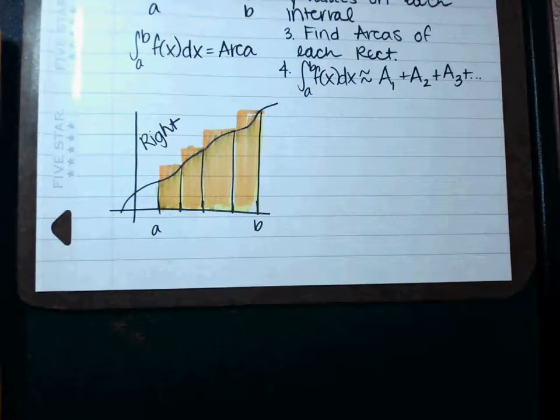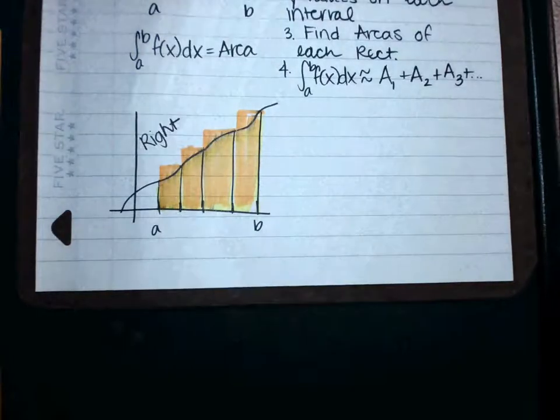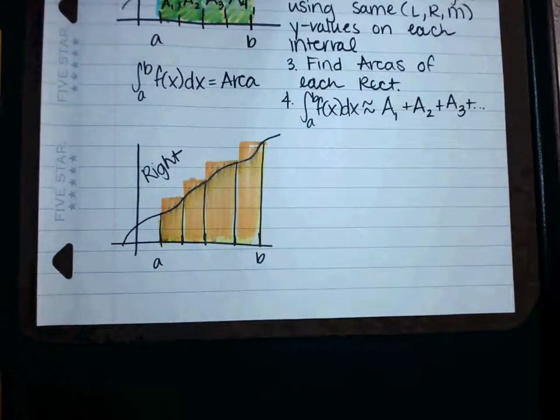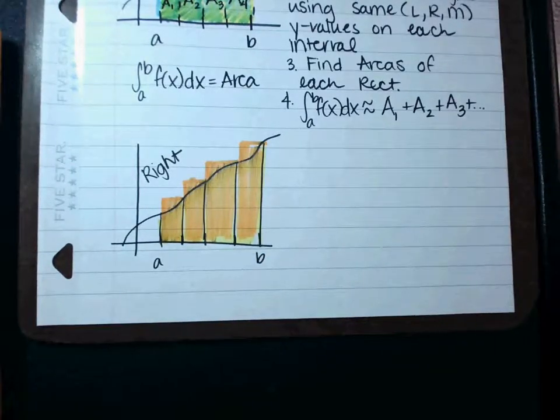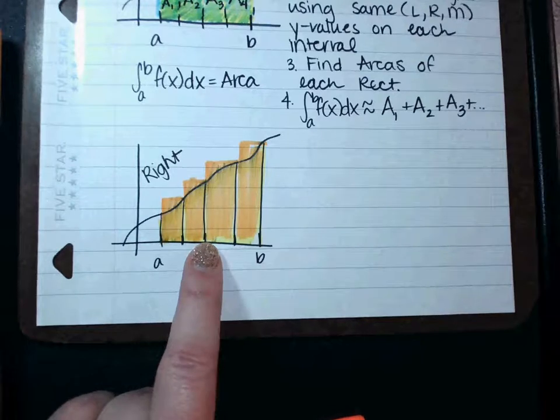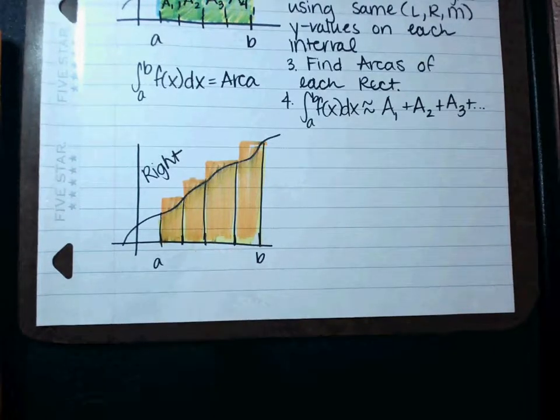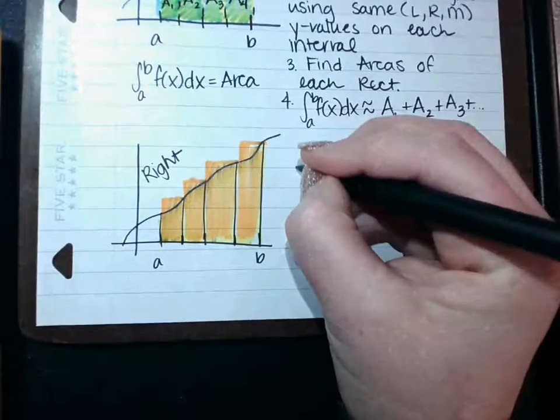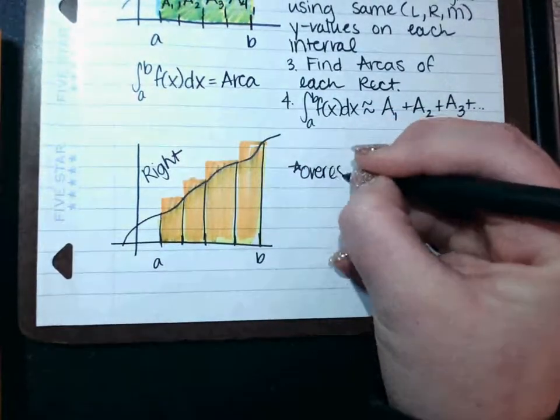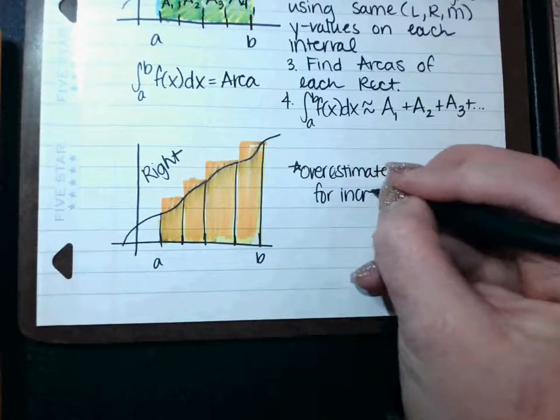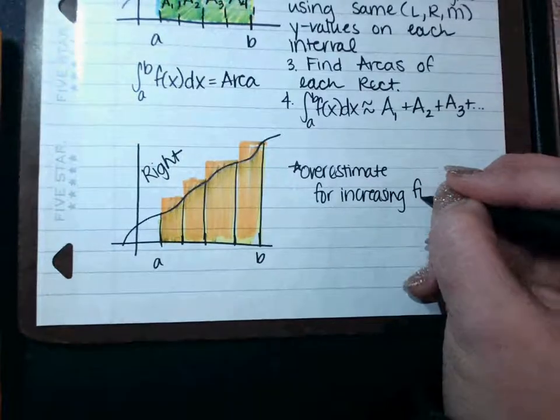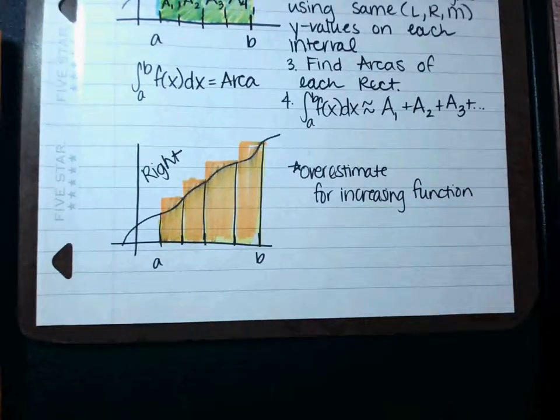Now, when you do your rectangles, I want you to think about your two pictures. On this one that we just did, how does the area of your rectangle compare to the actual area? Is it too big or too small? For this one, your orange rectangles are too much. They're an overestimate, okay? So I'm going to write right here, this is an overestimate for the increasing function. Because your area is too much.